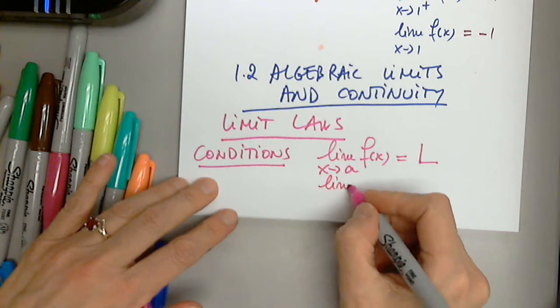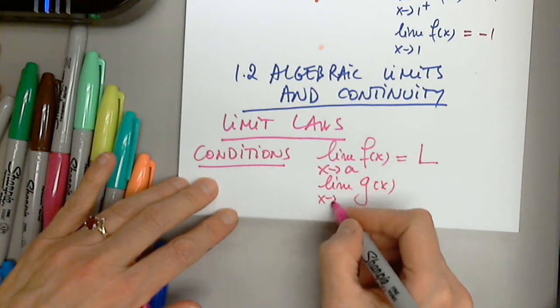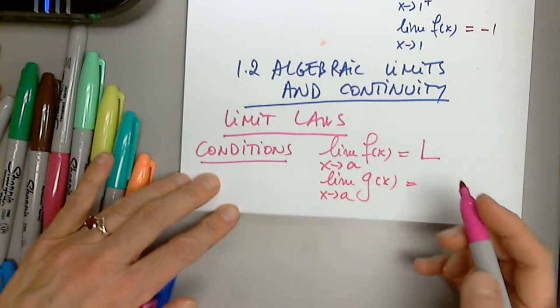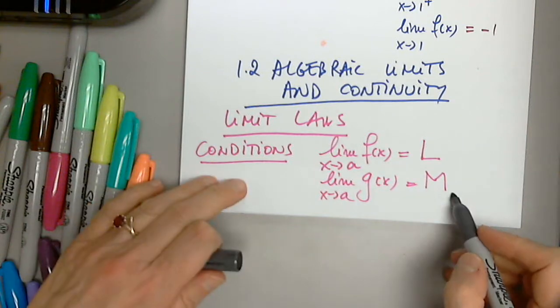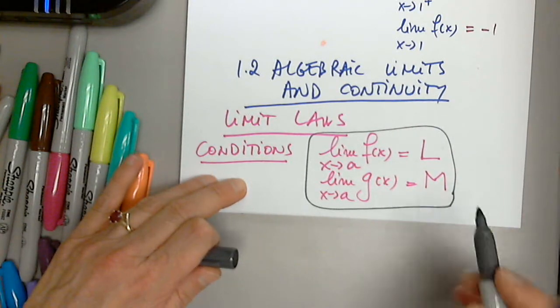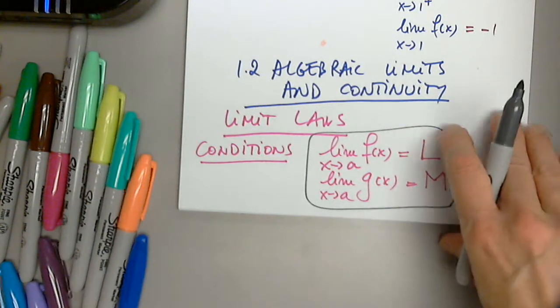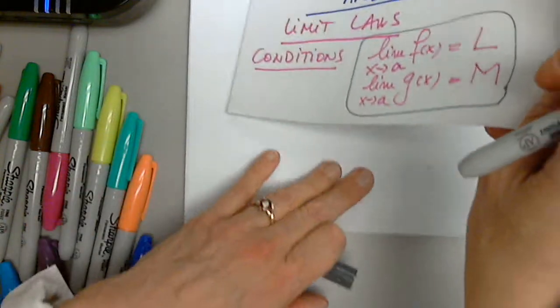Same thing for the limit of another function g of x as x approaches a. Let's say this is another number. It exists, it's another number, and it's m. They can be the same, L may equal m, it does not matter. However, without these conditions being fulfilled, we cannot use limit laws. And what are these limit laws? Okay.